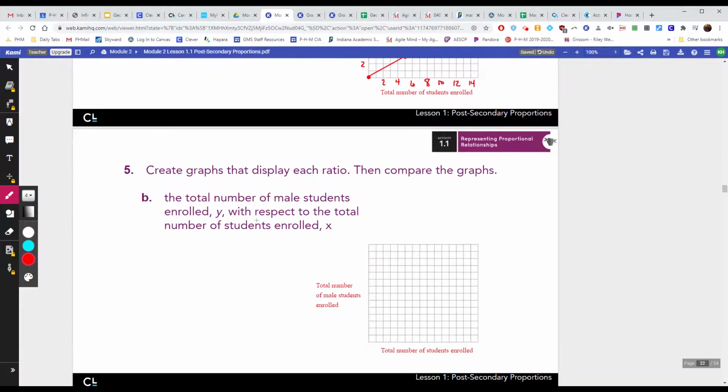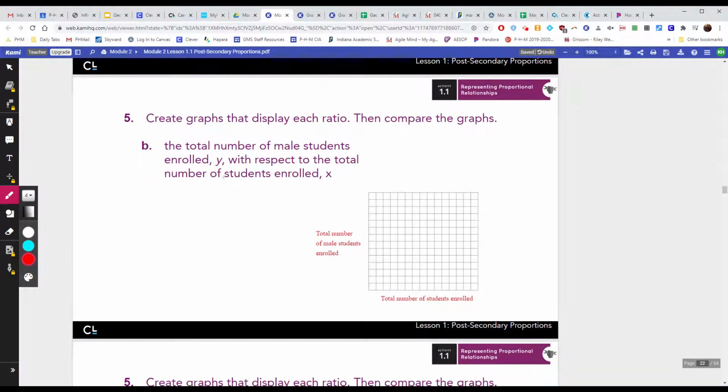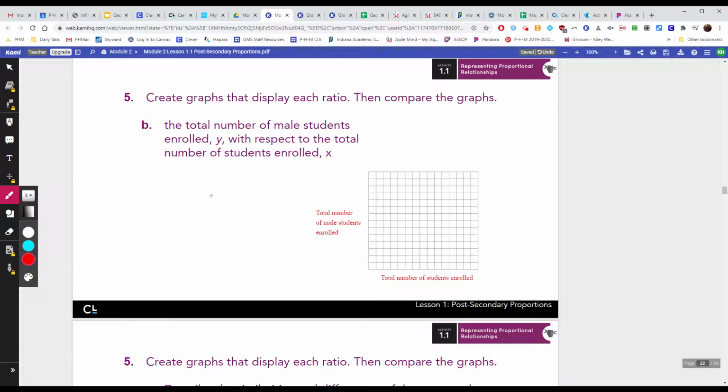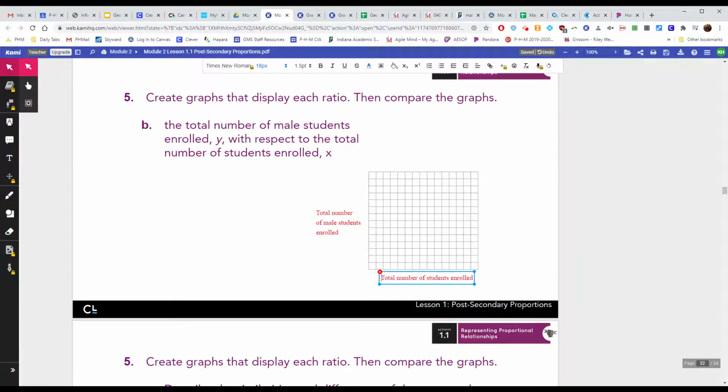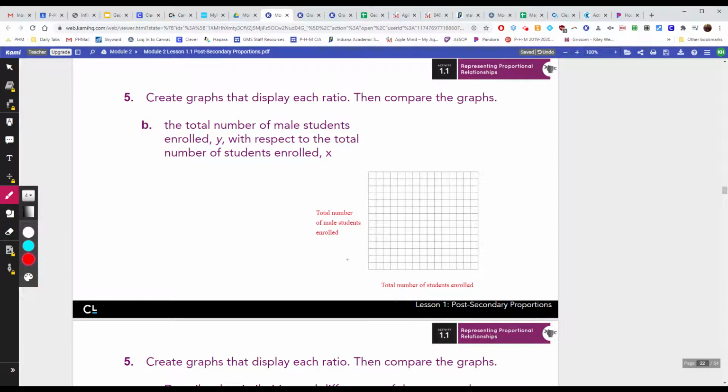Let's do the same thing in part B for male students. So go ahead and copy all of the labels again. This time male students is our Y, and total number of students is our X. And you can put the numbers in there also. So again, we'll just do every other. Let me make my marker smaller. Feel free to pause the video and come back to this.